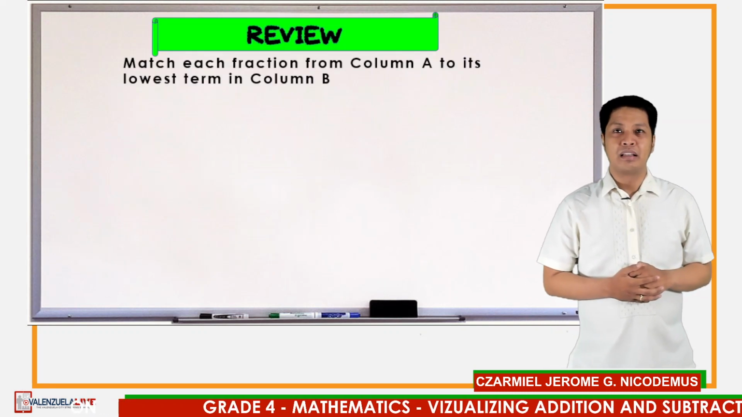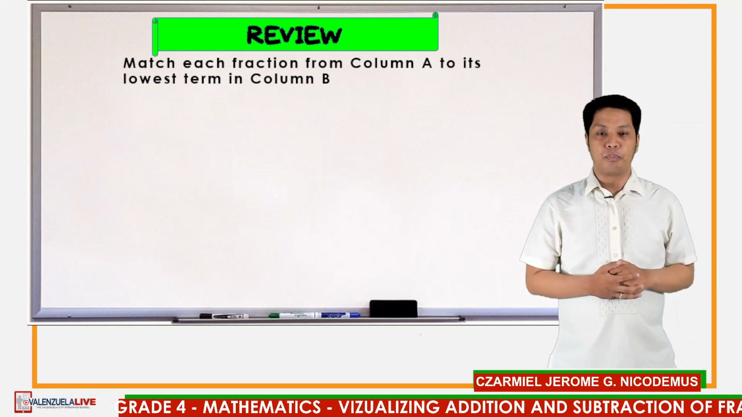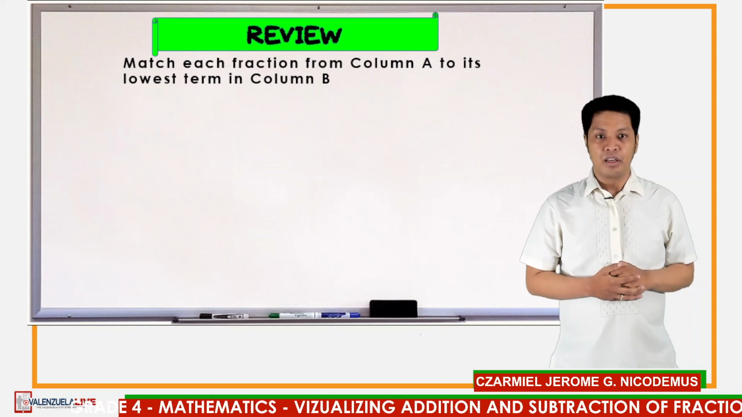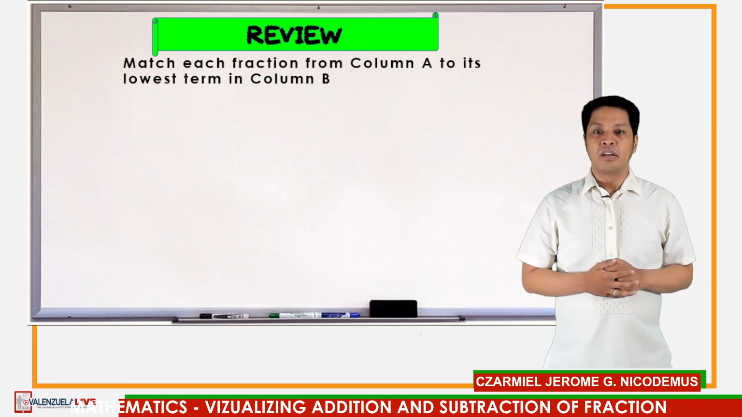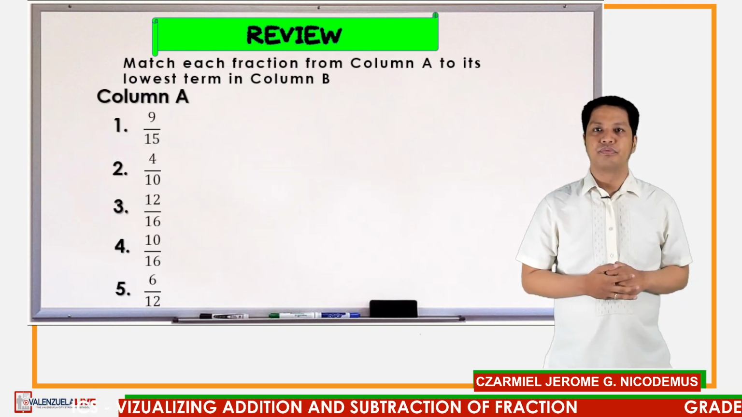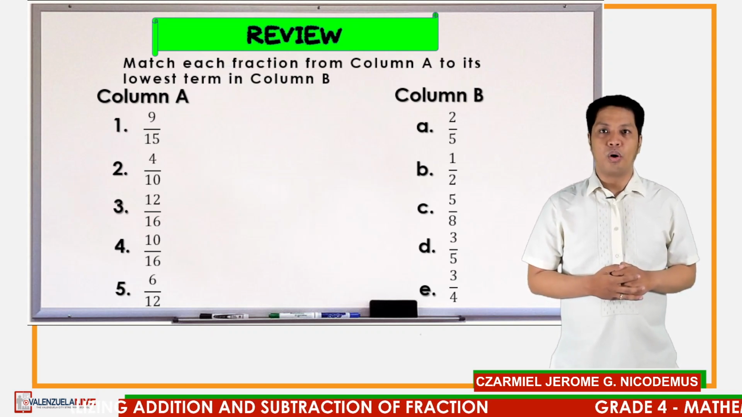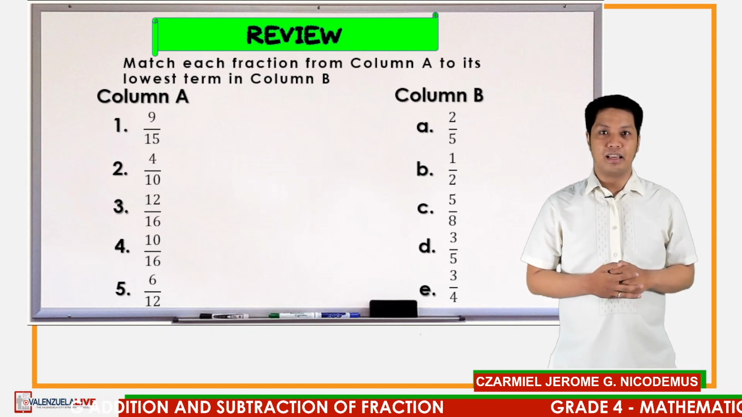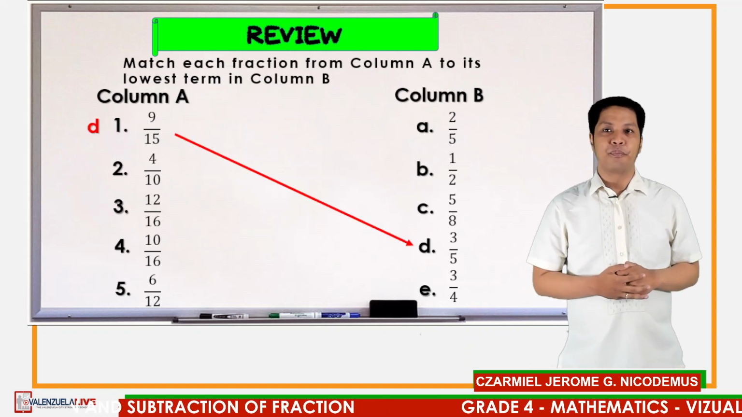So now, let's have our review. Match each fraction from column A to column B to its lowest term. You may type the letter of your answer in the comment section. The lowest term of 9/15 is letter D, 3/5.